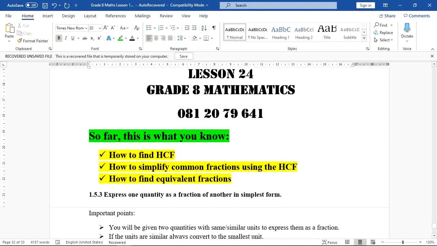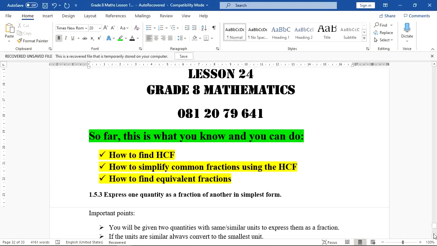This is what you know and you can do. You probably have done this already with your teacher, so this is just a revision for you. I know that you know how to find the highest common factor, how to simplify common fractions using the highest common factor, and how to find equivalent fractions. So please, if you've forgotten how to do this, just go back in the videos and watch them again.